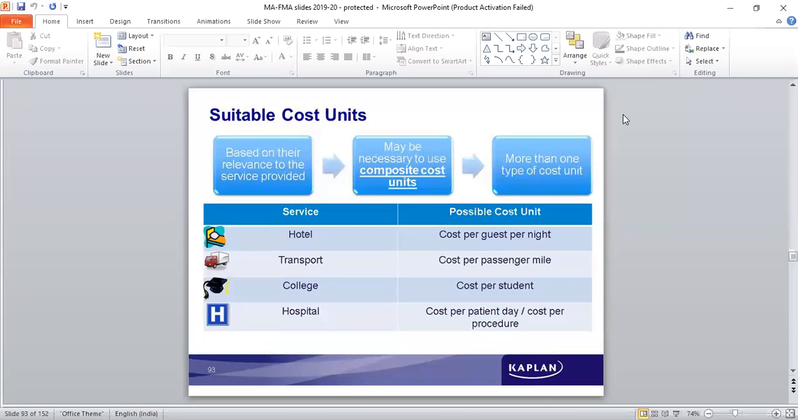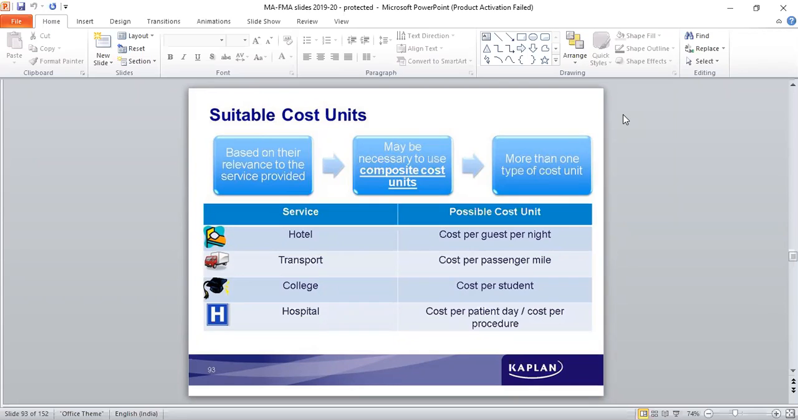What are the service industries? We see that hotel industry, transport, education, college, business, hospitals, these are all into rendering services to their customers. So in this case, for each type of business, each type of service provider, the unit is a different measurement.